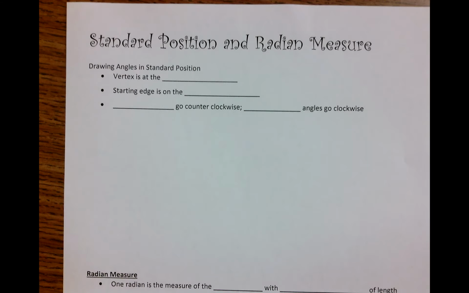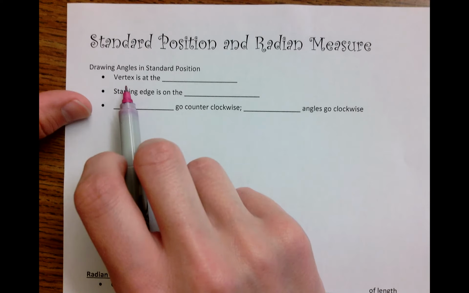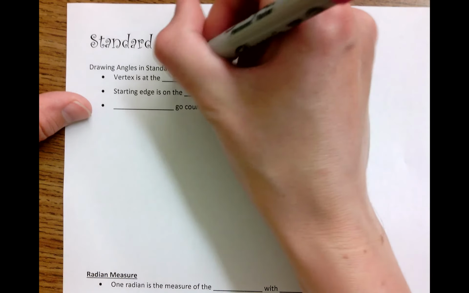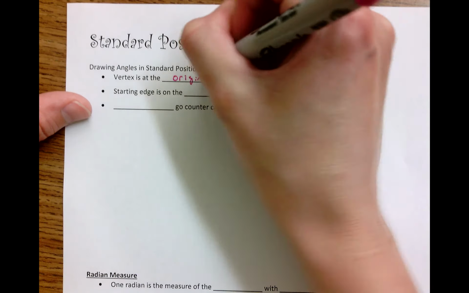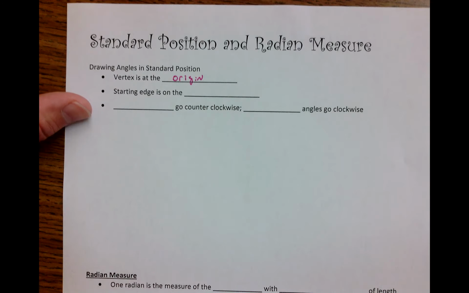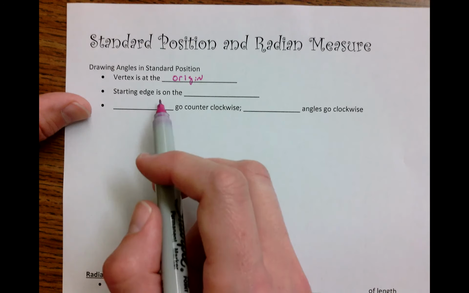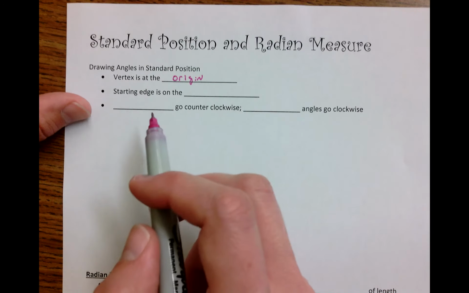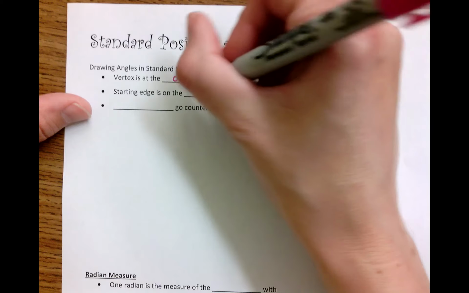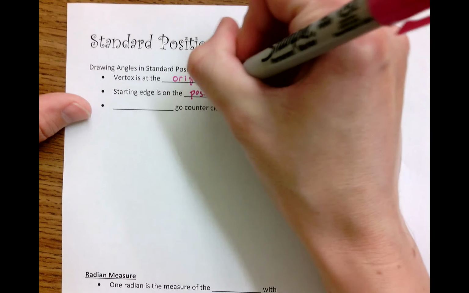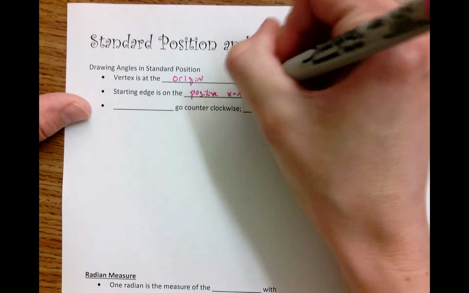So the first thing that you need to know is that whenever you draw an angle in standard position, your vertex is always at the origin, okay? So 0, 0. We're going to draw a little baby coordinate plane. Your vertex is going to go at the origin. The starting edge of your angle, right? There's two edges on your angle. The starting edge is always going to be on the positive x-axis.